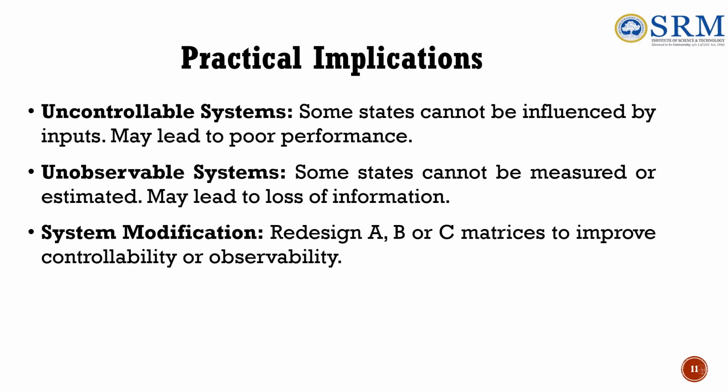Practical implications of controllability and observability. Uncontrollable systems: certain states cannot be influenced by inputs, potentially resulting in poor system performance. Unobservable systems: some states cannot be measured or estimated, leading to loss of critical information. System modification: to address these issues, redesign the system's A, B or C matrices to improve controllability and observability.